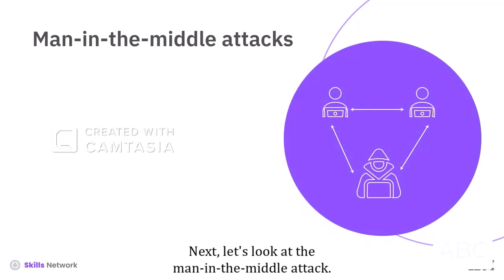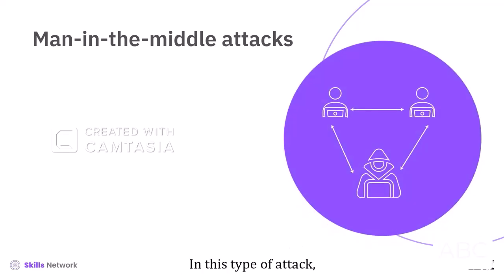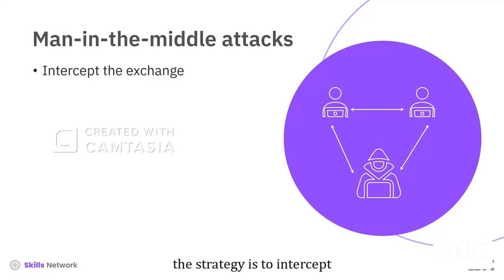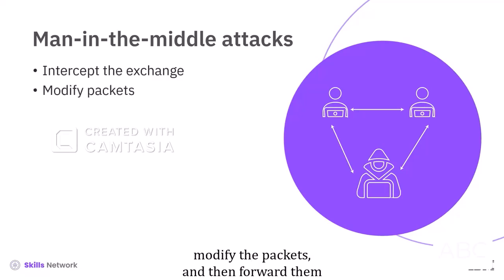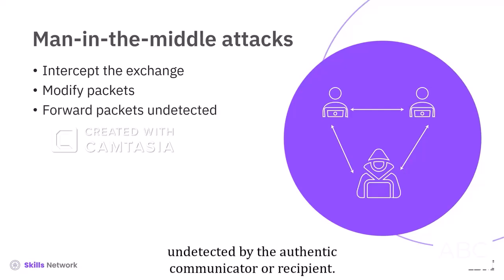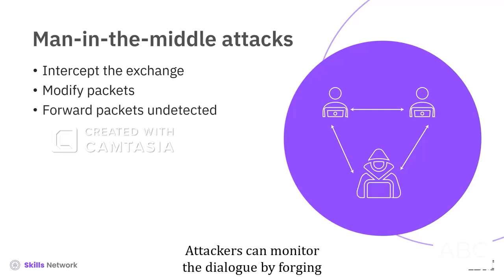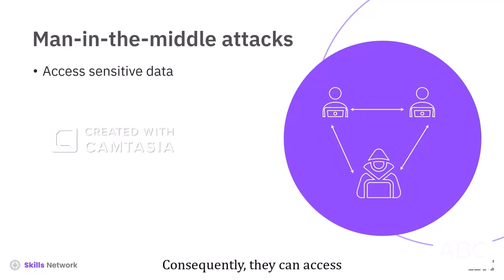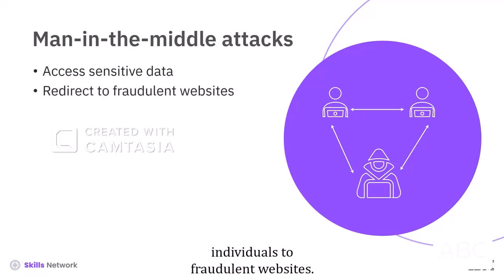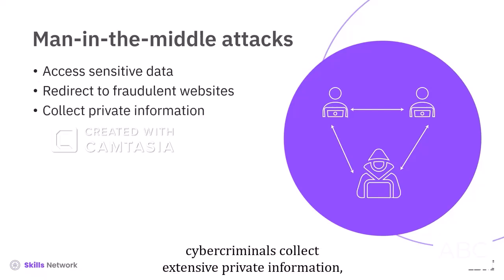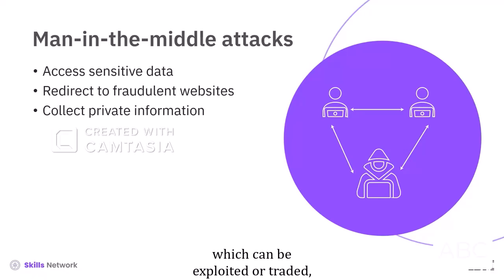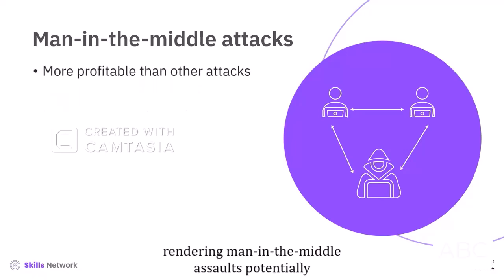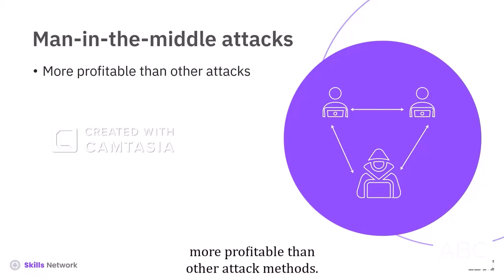Next, let's look at the man-in-the-middle attack. In this type of attack, the strategy is to intercept the exchange between two systems, modify the packets, and then forward them undetected by the authentic communicator or recipient. Attackers can monitor the dialogue by forging an IP address and infiltrating private communication channels. Consequently, they can access sensitive data or redirect individuals to fraudulent websites. As the intrusion persists, cybercriminals collect extensive private information, which can be exploited or traded, rendering man-in-the-middle assaults potentially more profitable than other attack methods.